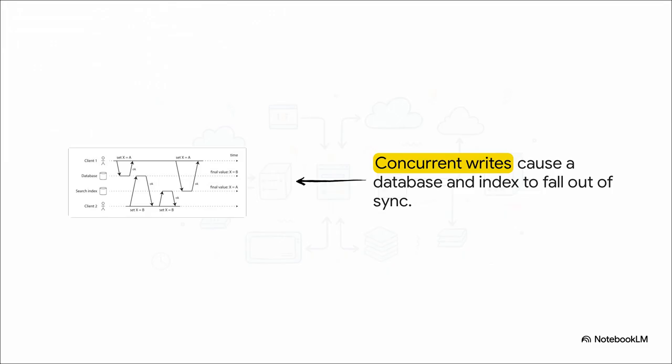What went wrong? Well, look at how this timeline plays out. You've got client 1 and client 2 writing simultaneously. The database gets client 1's write first, then client 2's, so it settles on state B. But because of network quirks, the search index receives those exact same updates in reverse order. It processes B, then A. The systems have completely drifted out of sync, and without a reliable stream, they're probably going to stay broken forever.